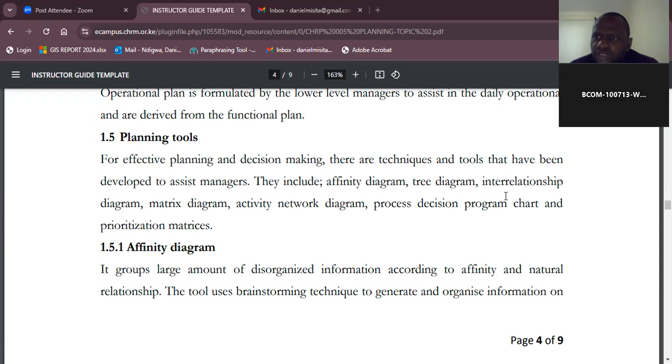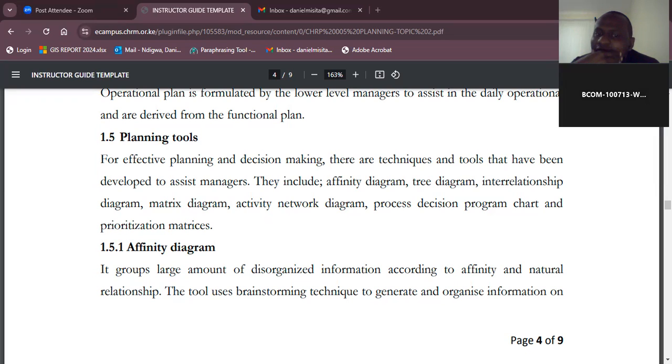So welcome to this class. Last week we introduced the topic of planning, and we said that planning is one of the first functions of management. So today we are going to talk about planning tools for you to ensure that you effectively plan in your organizations. There are some tools that you need to implement, and these tools basically help managers to ensure that they are able to make better decisions.